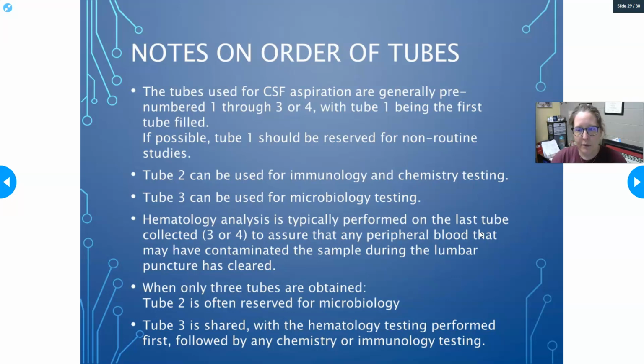Hematology analysis is typically performed on the last tube collected, which could be 3 or 4, to assure that any peripheral blood that could have contaminated the sample during the lumbar puncture has cleared. If only 3 tubes are obtained, then tube 2 is often reserved for micro, and tube 3 is shared between hematology, chemistry, and immunology testing. So again, abide by your own lab's protocols. Some of these guidelines I got off of MediaLab, and it just gives you some idea of what's going on here.